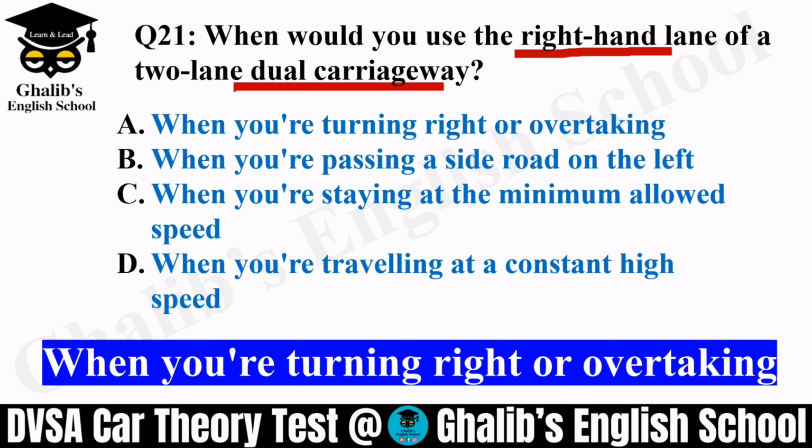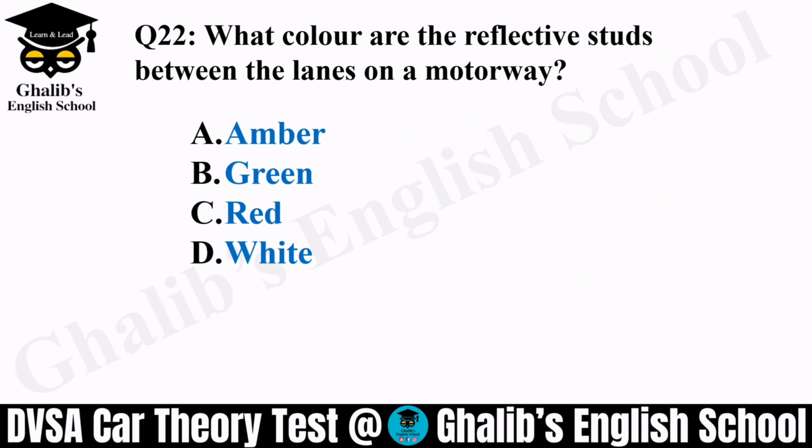So, for dual carriageway, we can use the right-hand lane for turning right or overtaking, but in motorway, we can only use that for overtaking. No turning right. Question 22. What color are the reflective studs between the lanes on a motorway? Amber, green, red, or white? So in between the lines, we have white color studs.